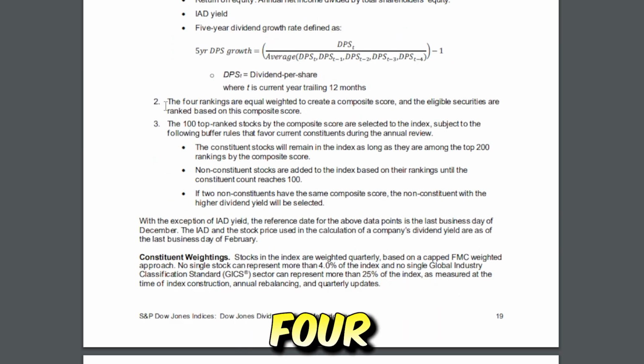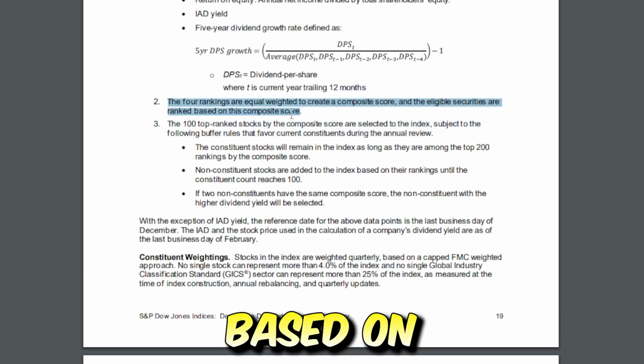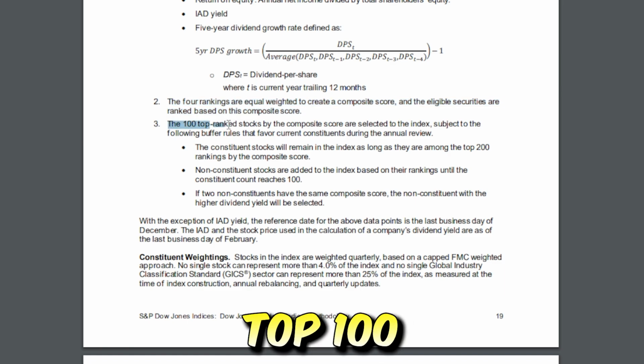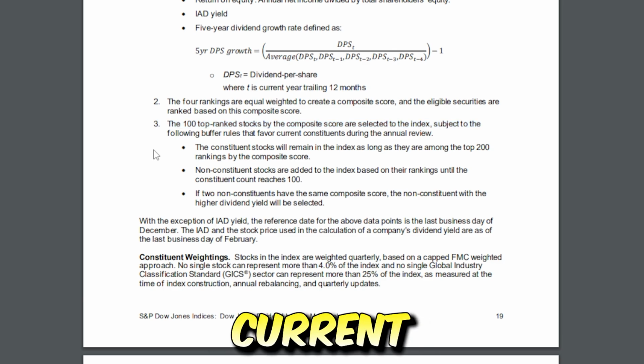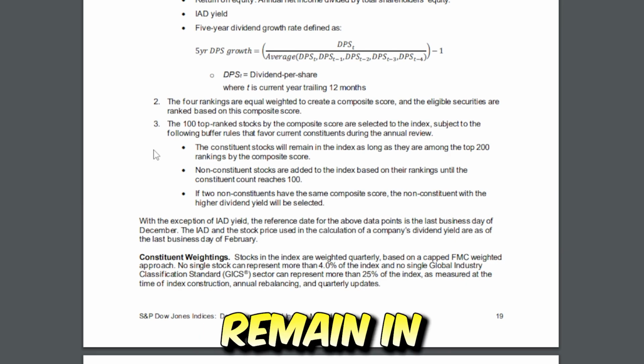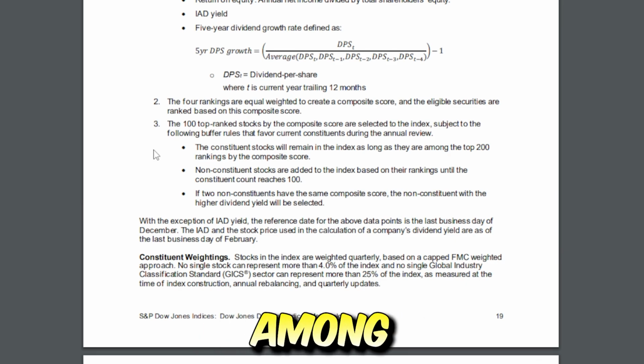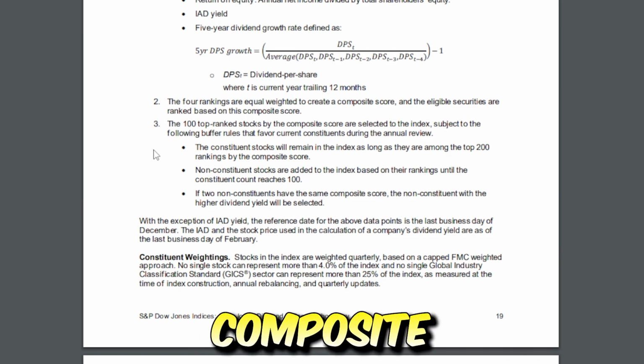Number 2, it says the 4 rankings are used to create a composite score, and the eligible securities are ranked based on the composite score. Now the top 100 ranked stocks by the composite score are selected to the index subject to the following buffer rules that favor current constituents during the annual review, where the constituent stocks will remain in the index as long as they are among the top 200 ranking by the composite scores.